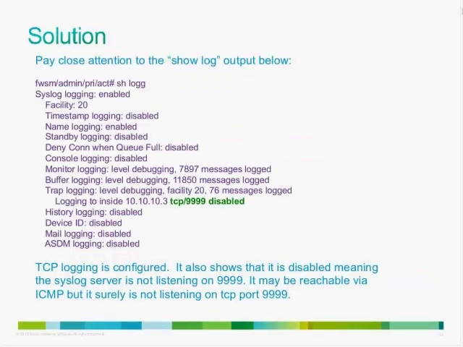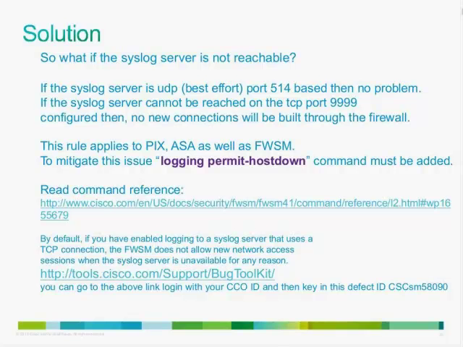To understand that, let's do show log. As you can see, the output that is grayed out in green shows TCP port 9999 as disabled. So TCP logging is configured. Usually the standard for syslogging is UDP port 514. But in this case, TCP logging is configured. There is a rule with TCP syslogging. If the firewall cannot establish a 3-way handshake with the syslog server on the configured port, TCP port 9999, the rule is we simply will not build any connections at all.